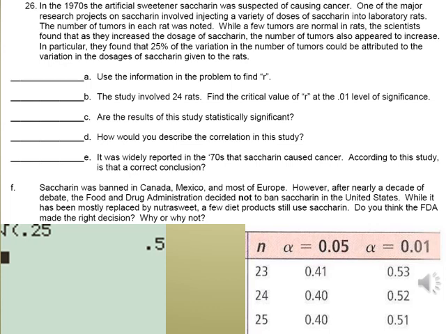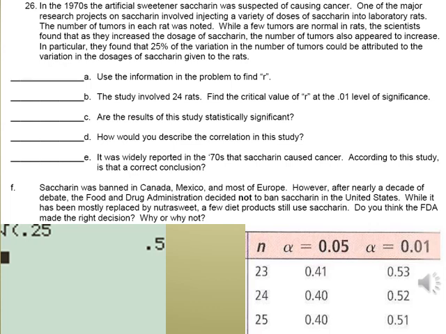How would you describe the correlation? Well, since it's 0.5, that's about as middle as you can get. I'd probably say it's a moderate or medium positive correlation. It actually was reported back in the 70s that saccharin caused cancer, and it says, according to this study, is that a correct conclusion? Well, the answer is no for a couple of reasons.